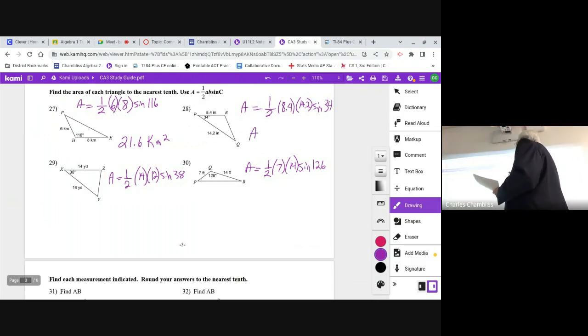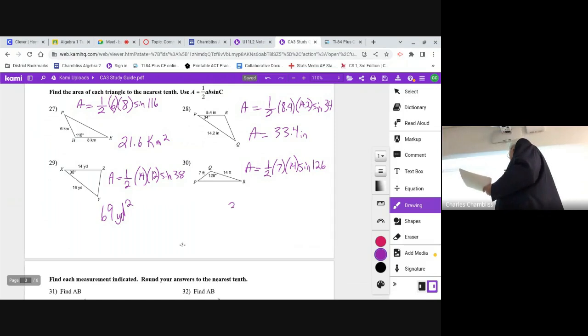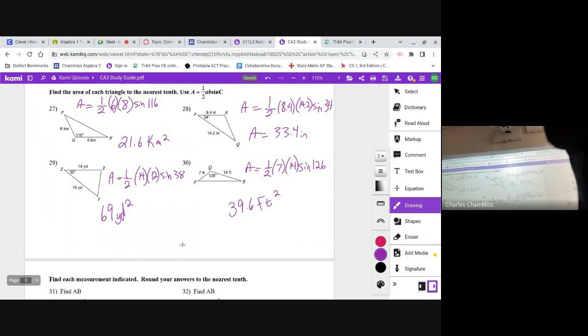28, the area is 33.4 square inches. 29, 69 square yards. And number 30 is 39.6 square feet. Again, all of those, it's the area formula, 1/2 AB sine C. Fairly straightforward calculator. It's a formula and a calculator.